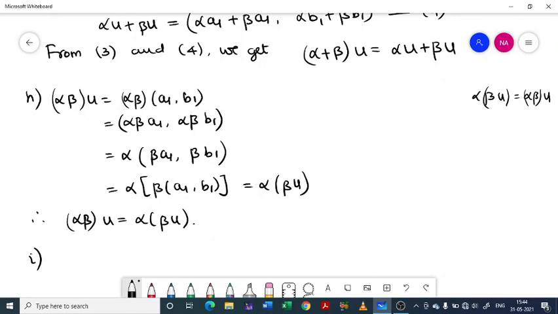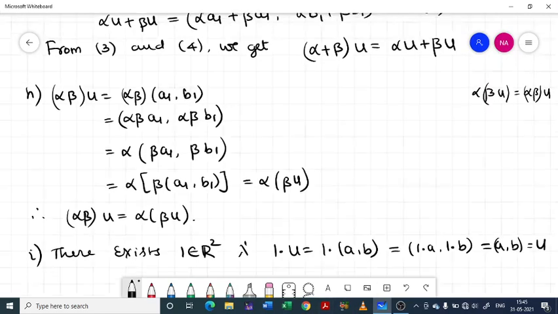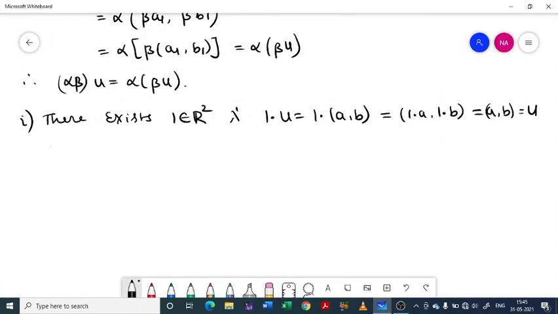Finally, there exists 1 belonging to R, a scalar, such that 1 into U equal to 1 into A comma B, U I am taking as A comma B, equal to 1 into A comma 1 into B, that is again A comma B, which is U. So there exists a unit element. This shows the existence of the unit element.